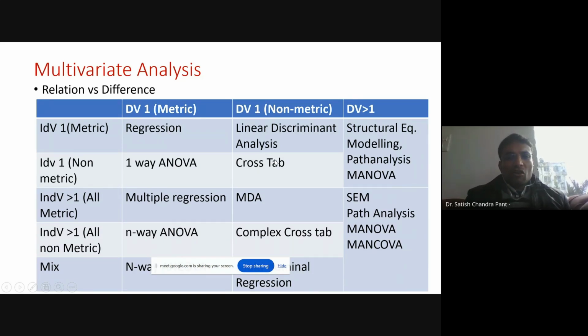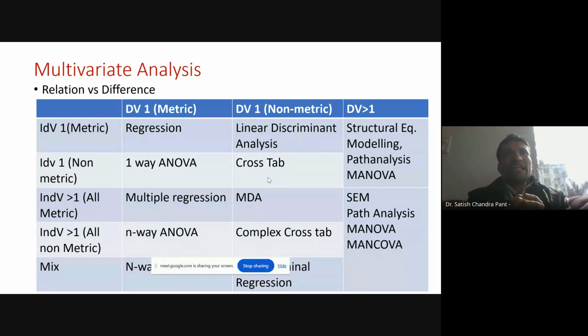Now look at the cross tabulation. As I already told you, if the dependent variable is non-metric and the independent variable is also non-metric, in that case you have to use cross tabulation where there is a chi-square test. Right? Now there is a difference between tests and techniques. What are the tests? Where you are checking the difference between two groups, testing two different groups. That is basically known as a test.